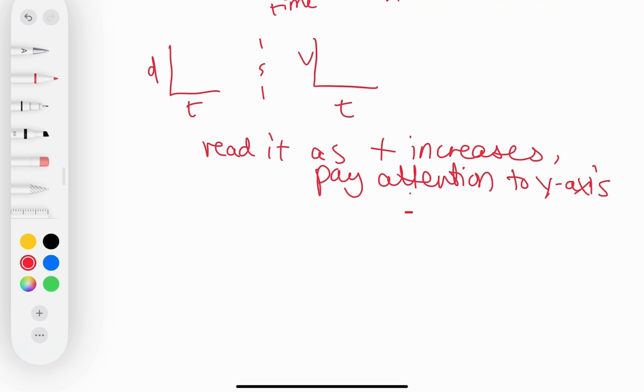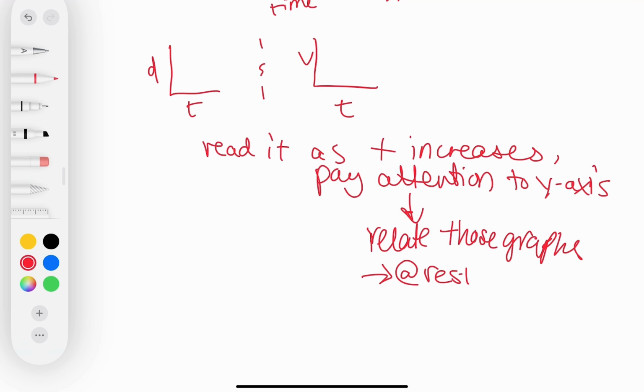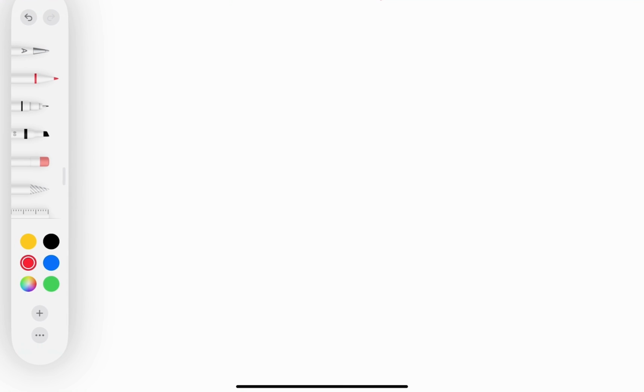And after that, then you try to relate those graphs back to the 3 conditions in physics. So it's either at rest, at constant velocity, or you're accelerating. Okay, so you're trying to match the graphs. But the part that I think we needed the most help on was this graph part, right? It was speed versus time.